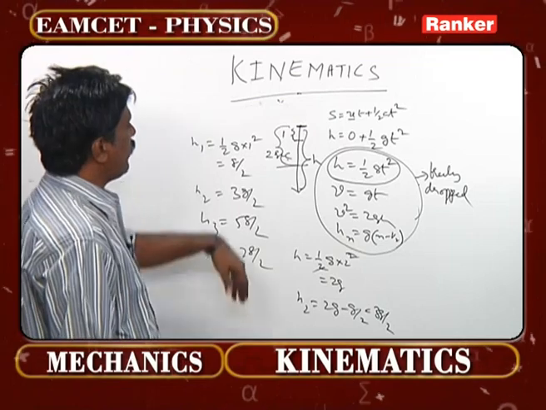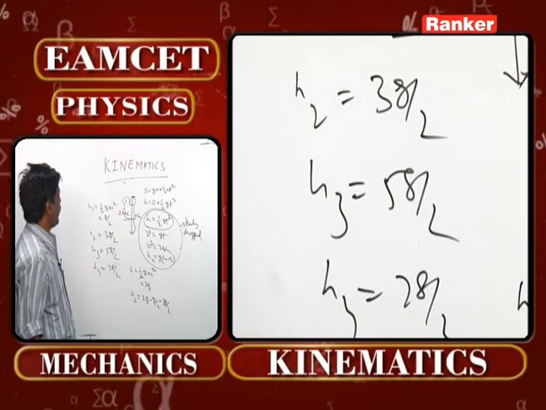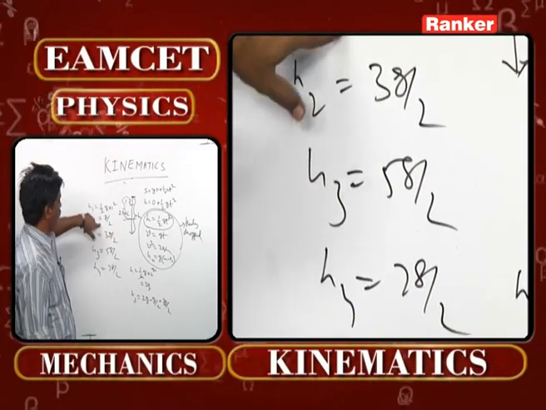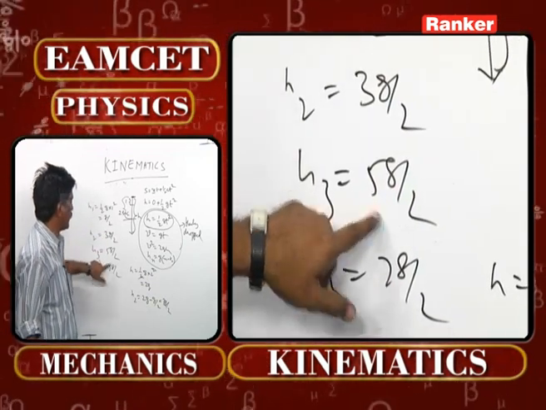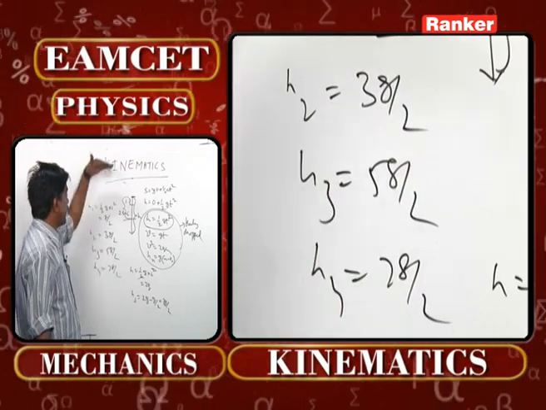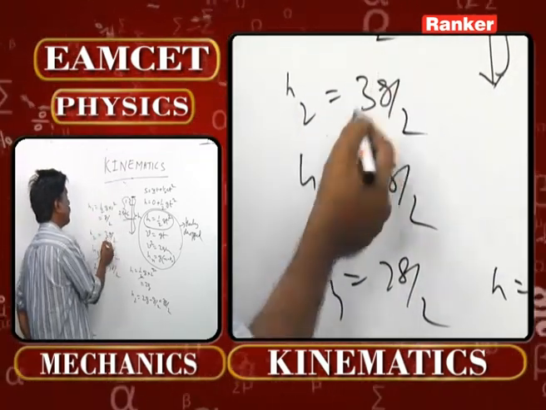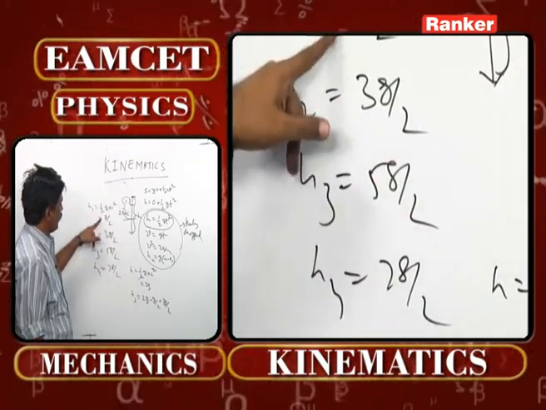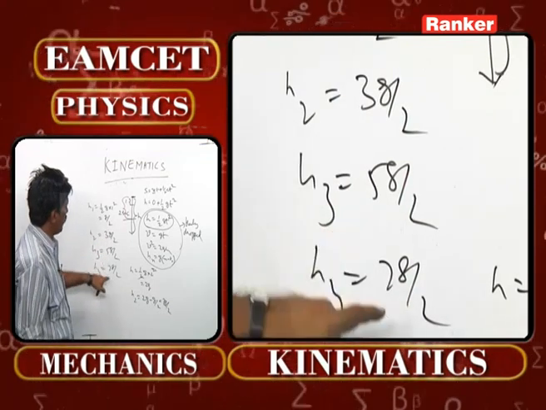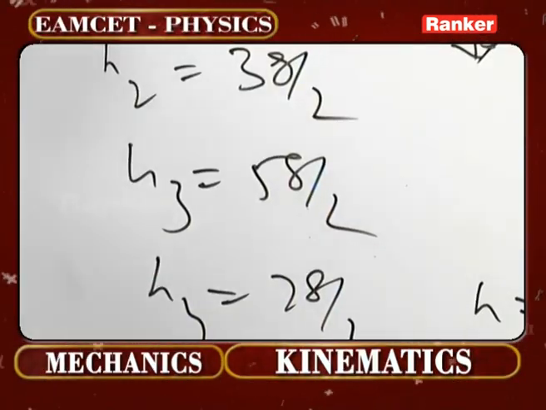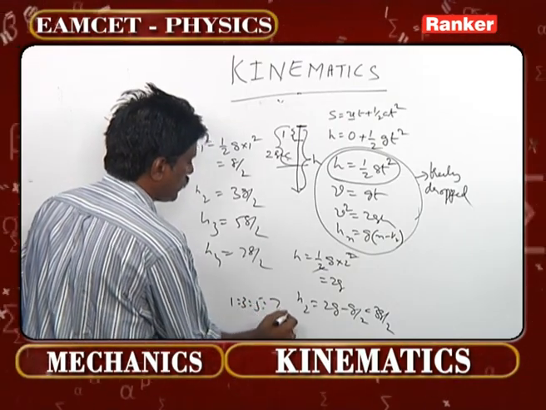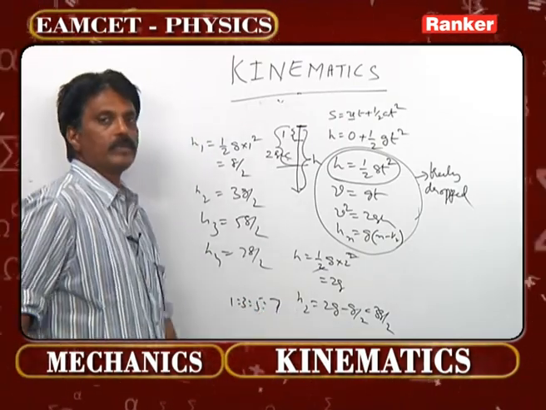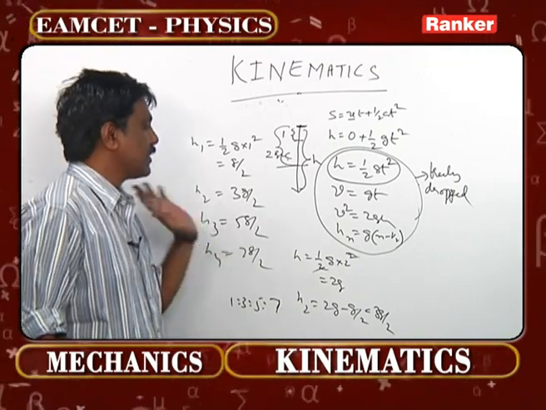That means what is happening here: a freely falling body covers a distance g/2 in the first second, 3g/2 in the next second, 5g/2 in the next second, 7g/2 in the next. So in consecutive seconds the ratio of displacements will be equal to g/2 : 3g/2 : 5g/2 : 7g/2, means 1 : 3 : 5 : 7 and so on. For a freely falling body, this is the case.